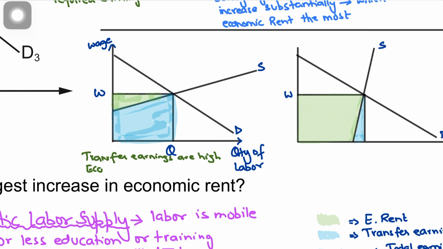but economic rent is low. This distance is low while the transfer earnings are very, very high. In this case, where you have elastic supply, it means that workers are unskilled. Unskilled workers have elastic supply.